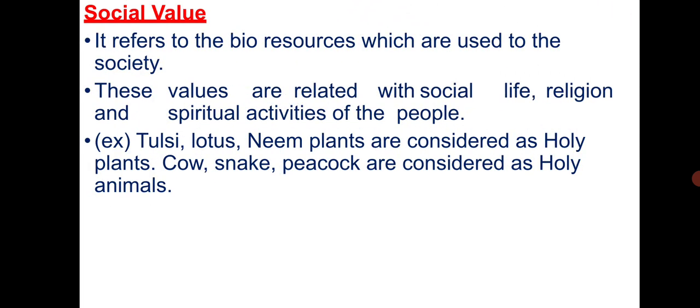And the third value is the social value. Social value refers to the bioresources being used by society. These values are related to our social life, religion as well as the spiritual activities of the people. Like tulasi, lotus and neem plants are considered holy plants. Cow, snake and peacock are considered holy animals. So these kinds of biodiversity values are related to our social life, religion as well as our spiritual activities. We are worshipping, we are believing. That type of values come under social value.